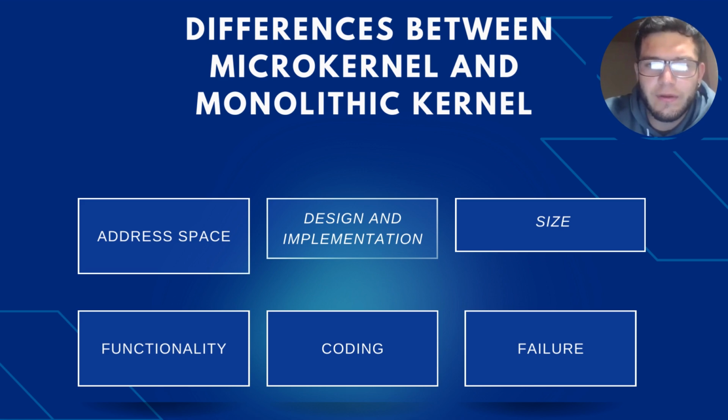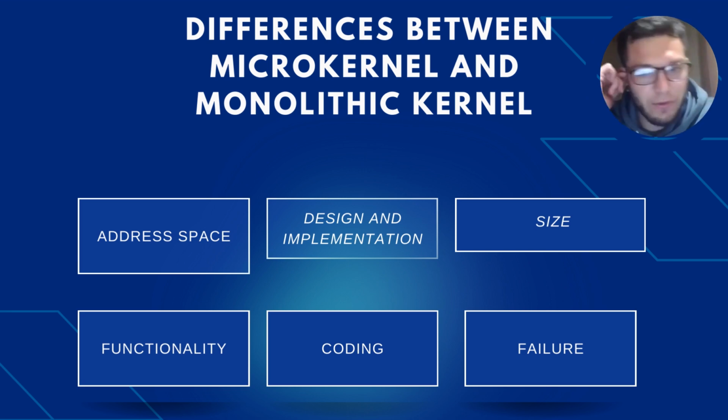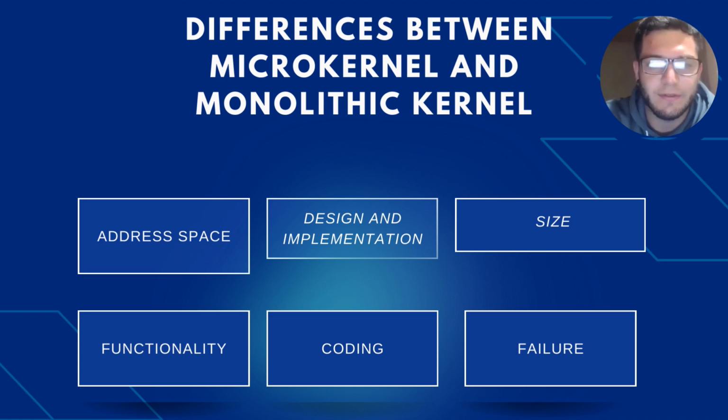In coding, to design a microkernel, more code is required when it is compared to monolithic kernel. In failure, we find that failure of one of the components doesn't affect the work of the microkernel, but in monolithic kernel it leads to the failure of the entire system.